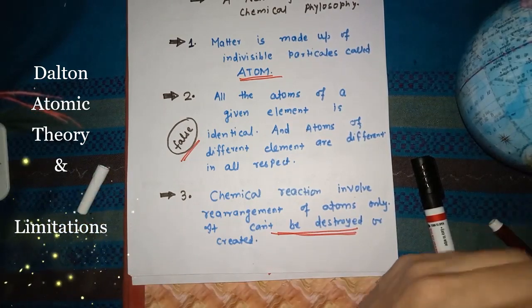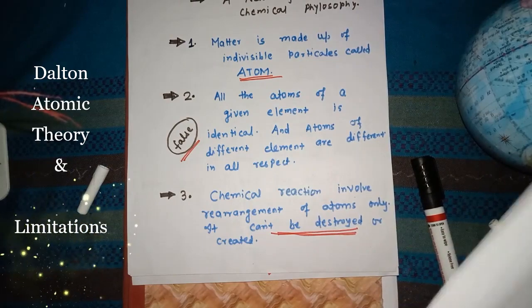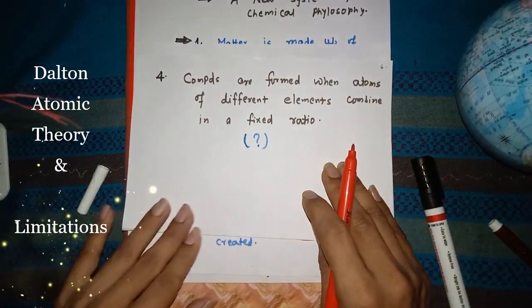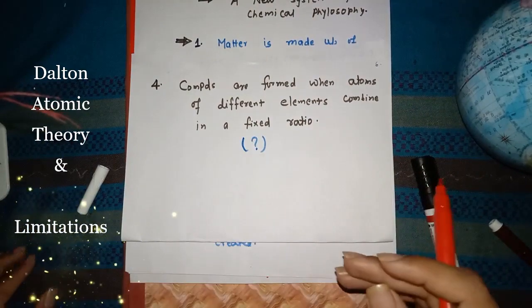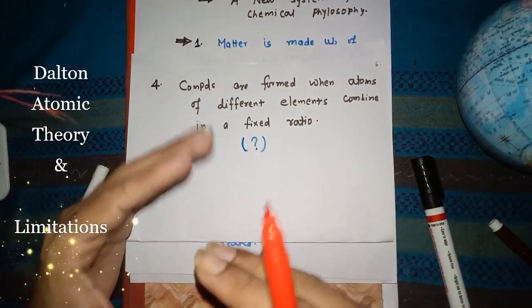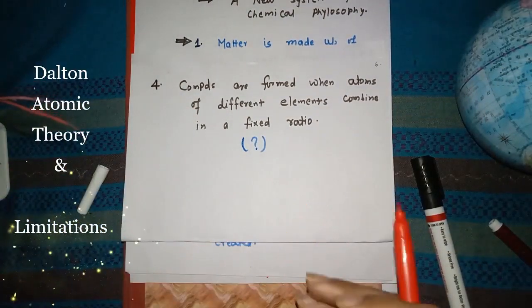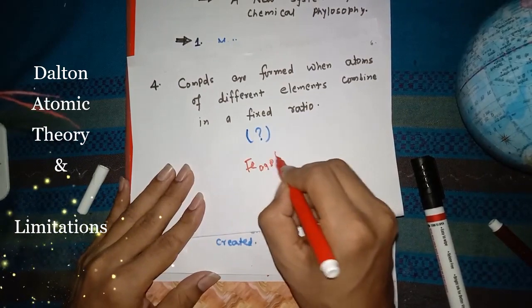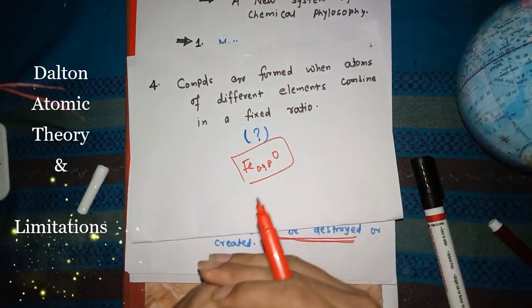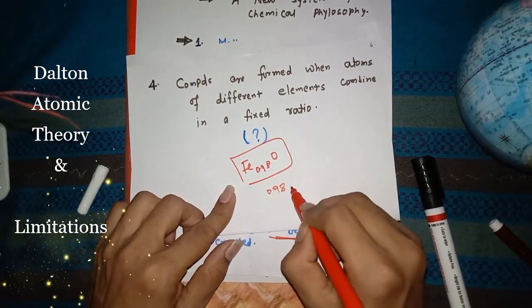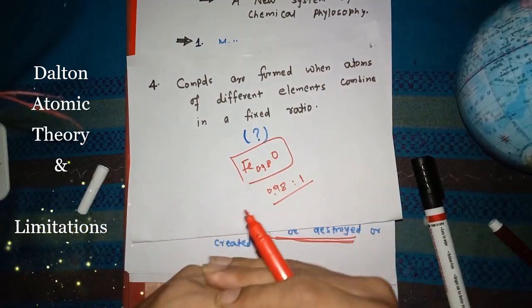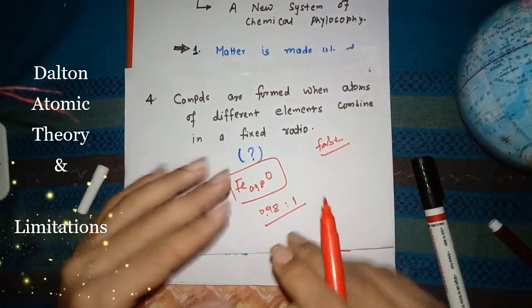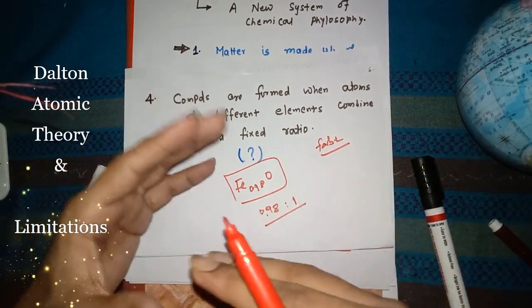Now the next and fourth and last hypothesis of Dalton is that compounds are formed when atoms of different elements combine in a fixed ratio. We have already studied that when compounds are formed, the atoms of different elements combine in a simple whole-number ratio. But sometimes it may not be a simple ratio. For example, Fe0.98O is also a compound, called a non-stoichiometric compound, which has no simple ratio of iron and oxygen. Here it is 0.98 to 1, which is not a simple ratio. So this is also sometimes false, but overall it is correct.